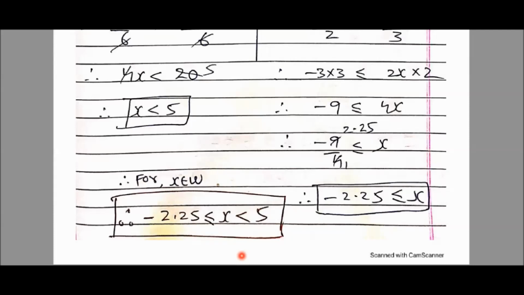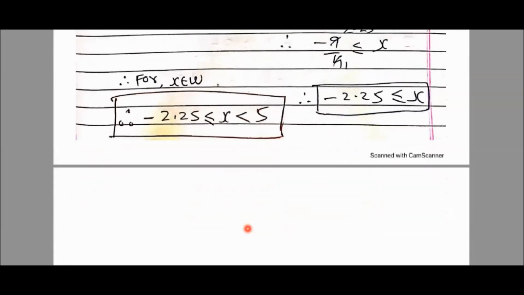But be careful students, here x belongs to whole numbers. In whole numbers, decimal numbers don't come, and negative numbers also don't come. So your replacement set will start from 0 onwards, and it is less than 5. Here 5 is not inclusive, so it will stop at 4 only.